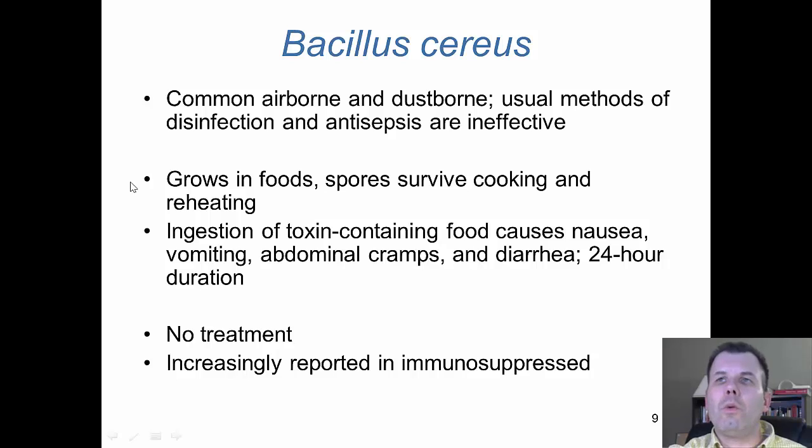Okay, now another one that causes some foodborne illnesses is Bacillus cereus. This is found airborne and dustborne, and the usual methods of disinfection and antisepsis are ineffective because of the endospores. The endospores fly in the dust and land on things. A lot of times it grows in foods. They survive cooking and reheating.